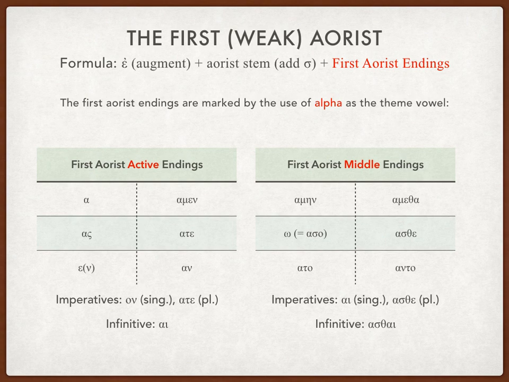Your imperatives in the active voice are on, you can see that below on the left in the singular, and ate in the plural. The infinitive ending is just going to be ai, which I'll show you in a little bit, putting it together. Let's look at the middle chart on the right. I'm going to read through the endings once, and then we'll talk about the pattern. Starting with the top left, I is amen, o, ata, ametha, asta, anta.